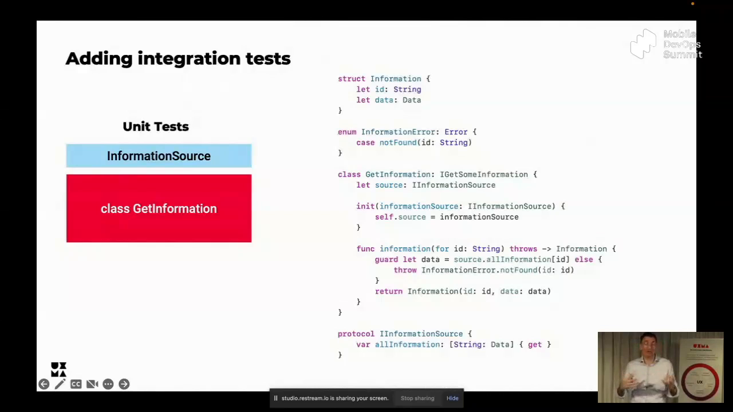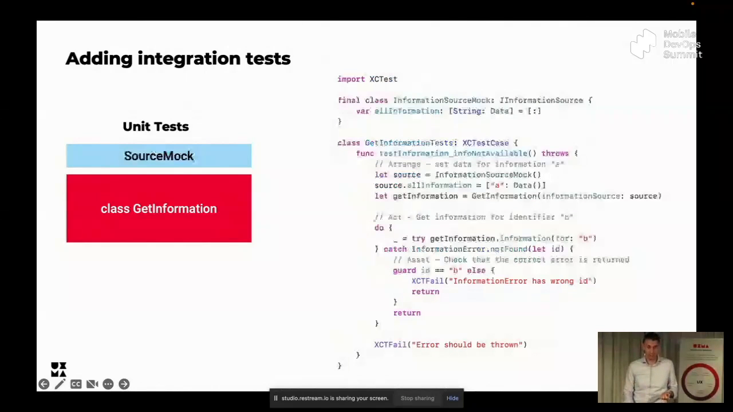In my example here, I have a use case named getInformation, which has one dependency, and this is the protocol InformationSource. The use case returns the data struct named Information, which is fetched from the source for the given identifier. Or it throws an error if the requested information was not found.